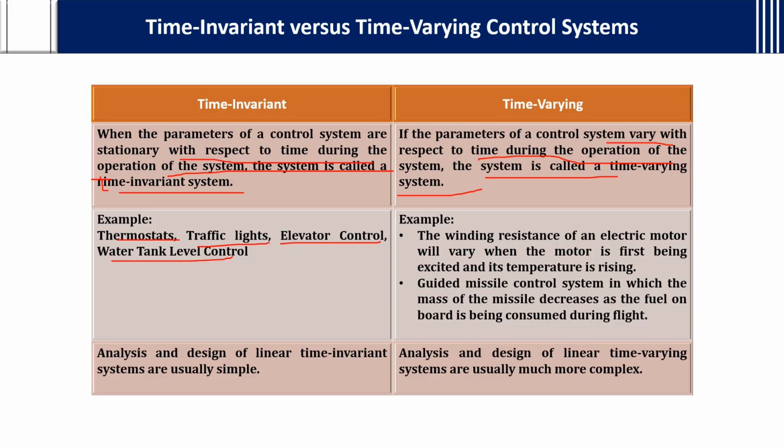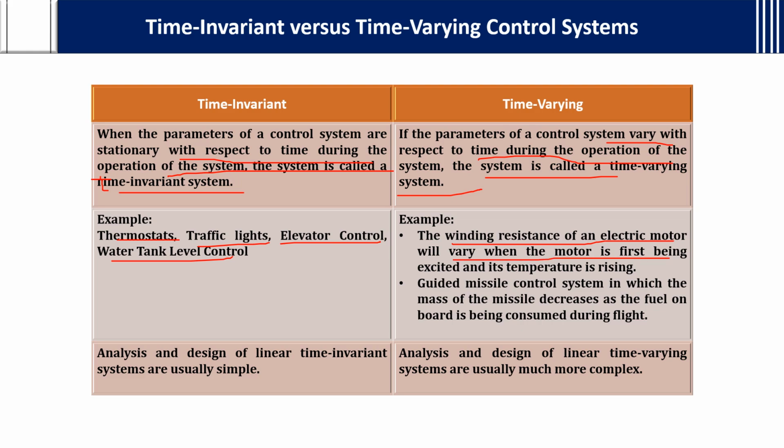Water tank level control also gives us some buzzer or something when the water reaches the level. So based on the timing, it is stationary. It is not going to change any of the system's operation until and unless that level is reached. Understanding? Here, examples of time varying systems are the winding resistance of an electric motor, which will vary when the motor is first being excited.